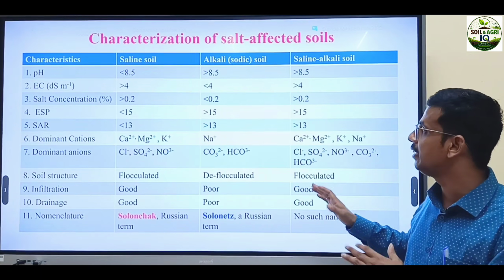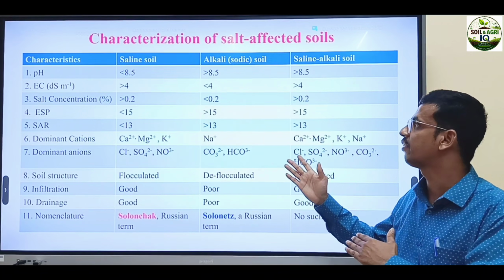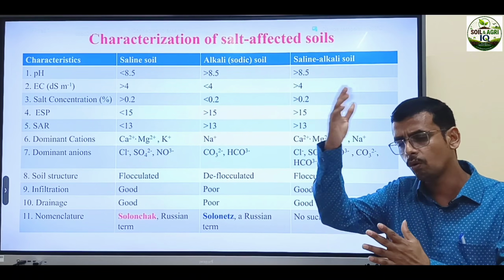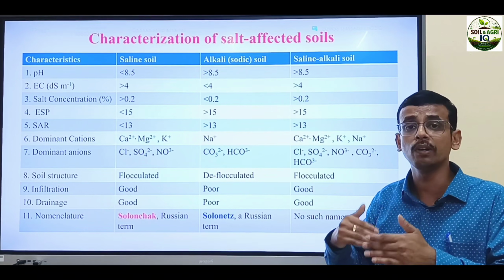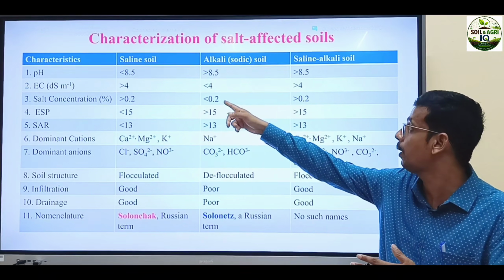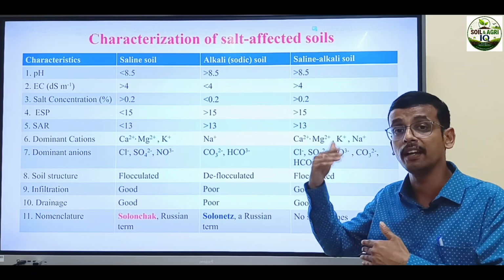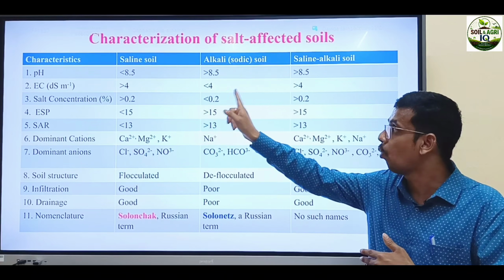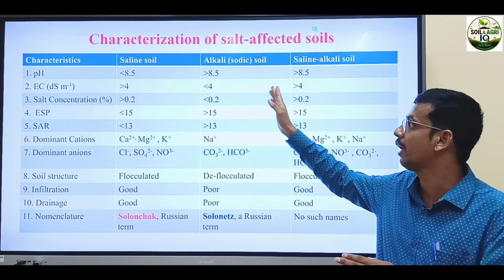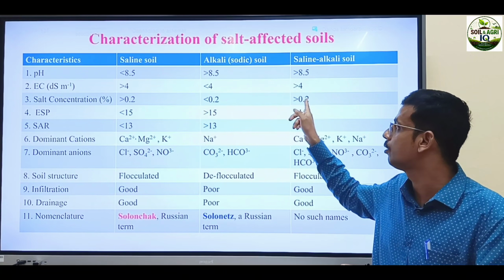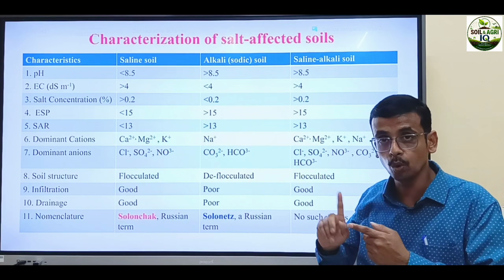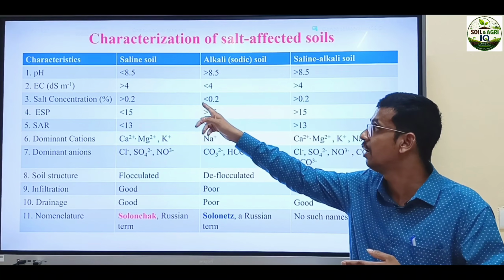Then I am going to characterize the salt affected soils in 3 categories in a table form. This table is most important. If you understand it, then you can easily summarize and remember the whole salt affected soil topic. You see, pH is less than 8.5 in saline soil, and again in alkali and saline alkali soil it is more than 8.5. EC in saline soil is more than 4 decisiemens per meter, and for saline alkali soil it is also more than 4. But it is less than 4 for alkali soil. Most of the ICAR level examinations ask this EC of saline soil.